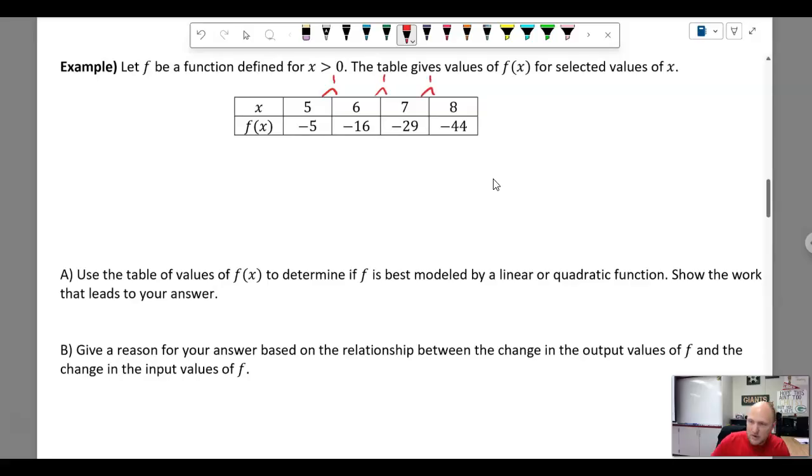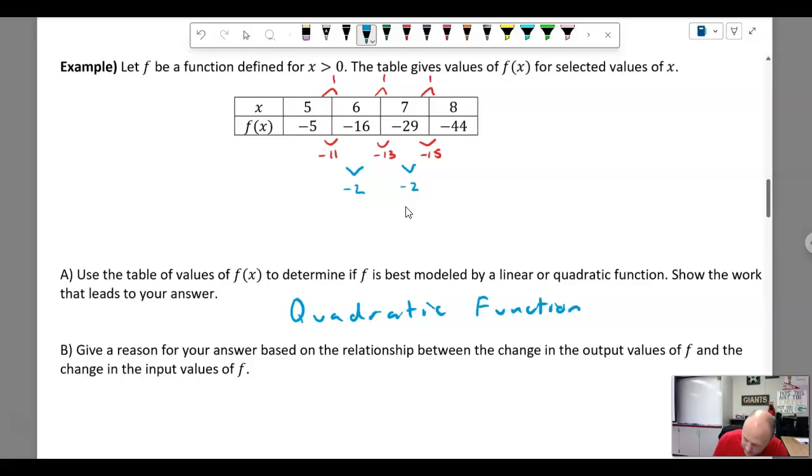I am adding by 1 for my inputs, and then my outputs, notice that I am subtracting 11, subtracting 13, subtracting 15. So these values aren't constant, so this is definitely not a linear function. But if I analyze the change of the rates of change, it looks like here I'm decreasing by 2. And that is constant. So this is a quadratic function.